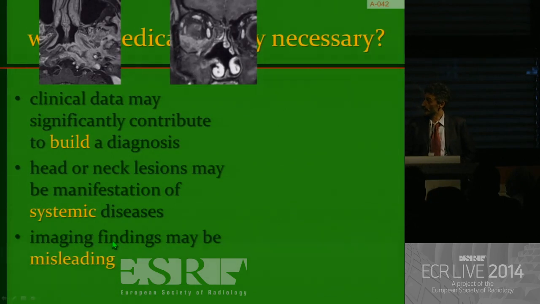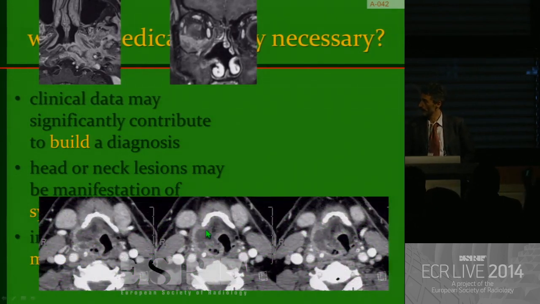And again, because imaging findings may be misleading, you may very well think that this patient is affected by a supraglottic carcinoma until you know from the medical file that this patient was admitted to first aid 2 days before in another hospital for acute right tonsil abscess. So this is not a tumor, this is inflammation, an abscess of the supraglottis.